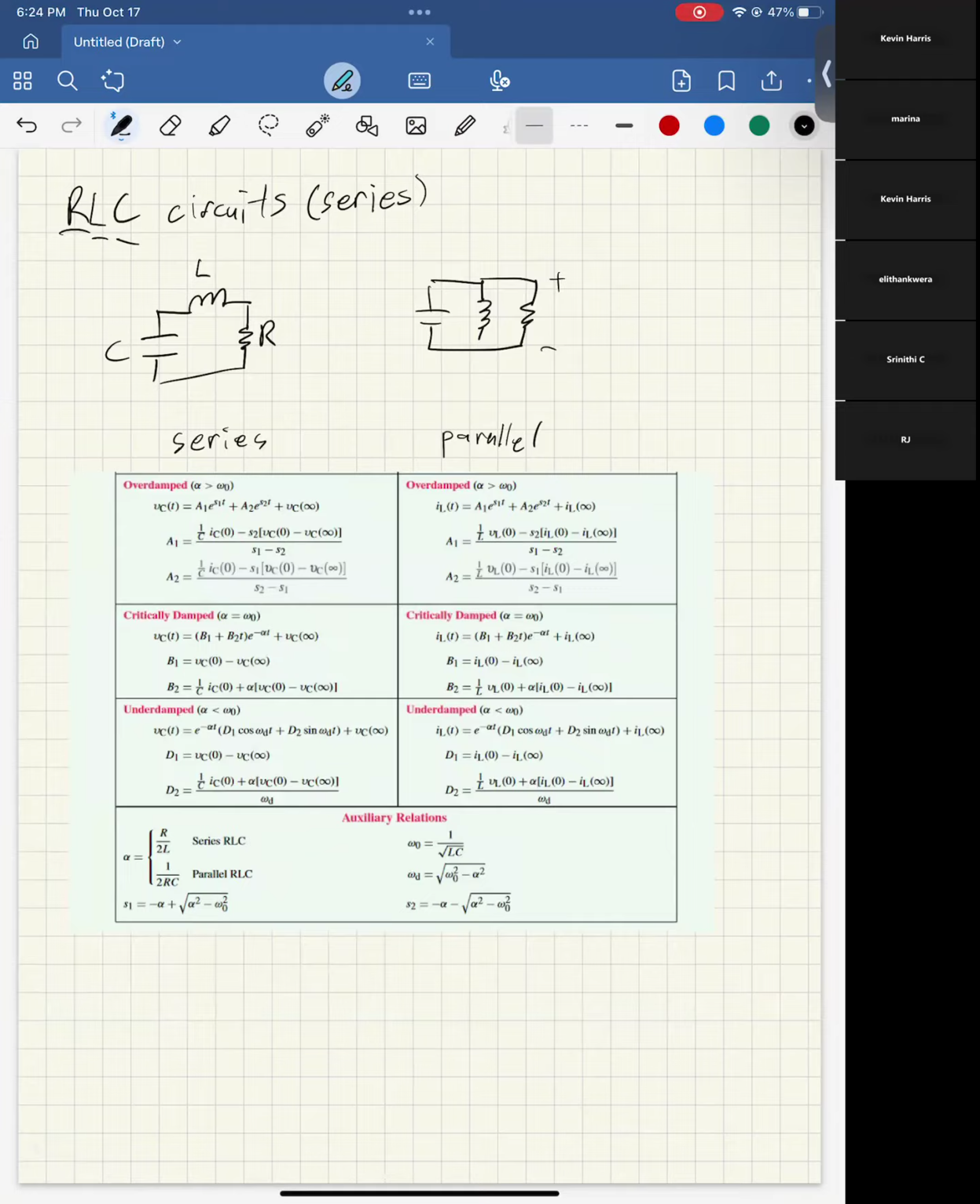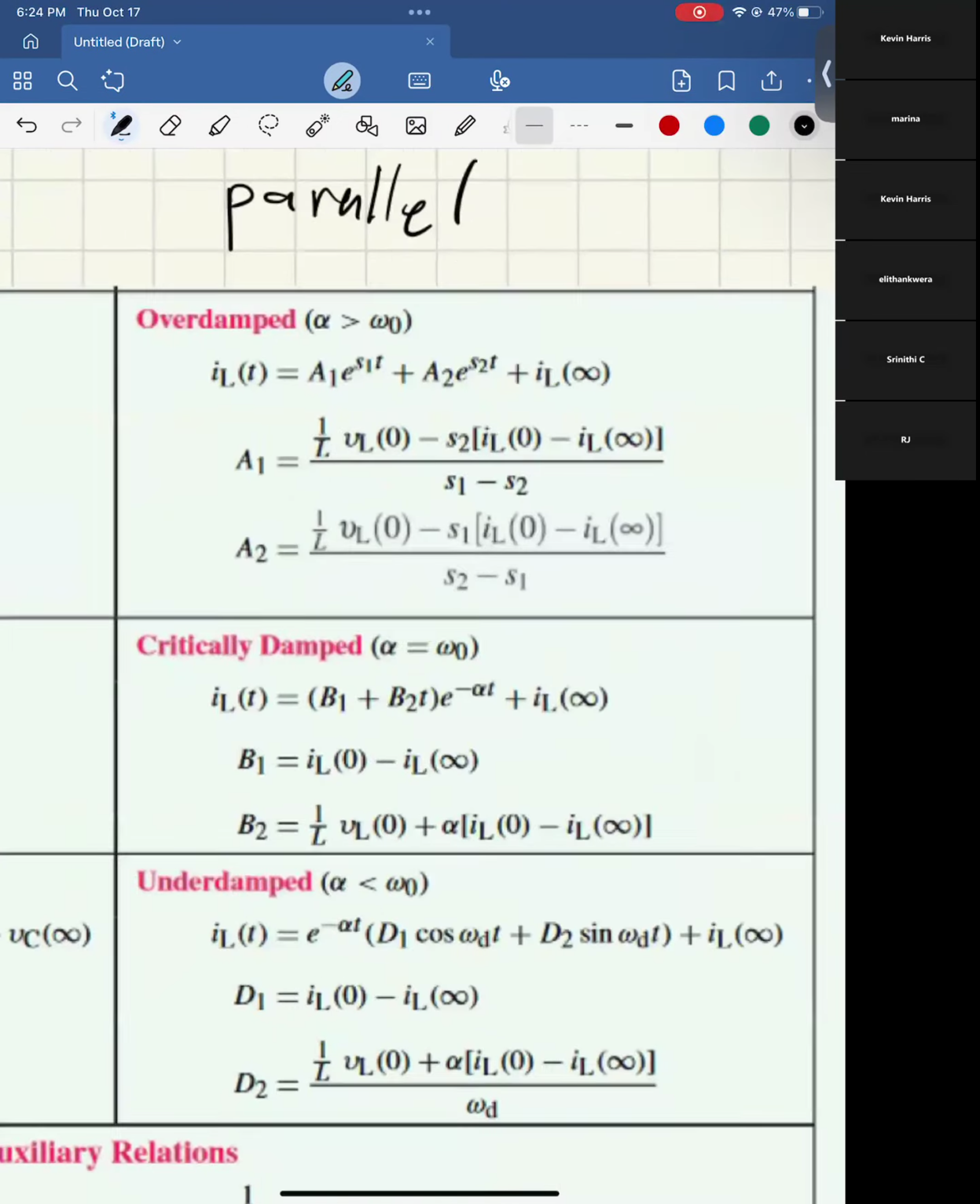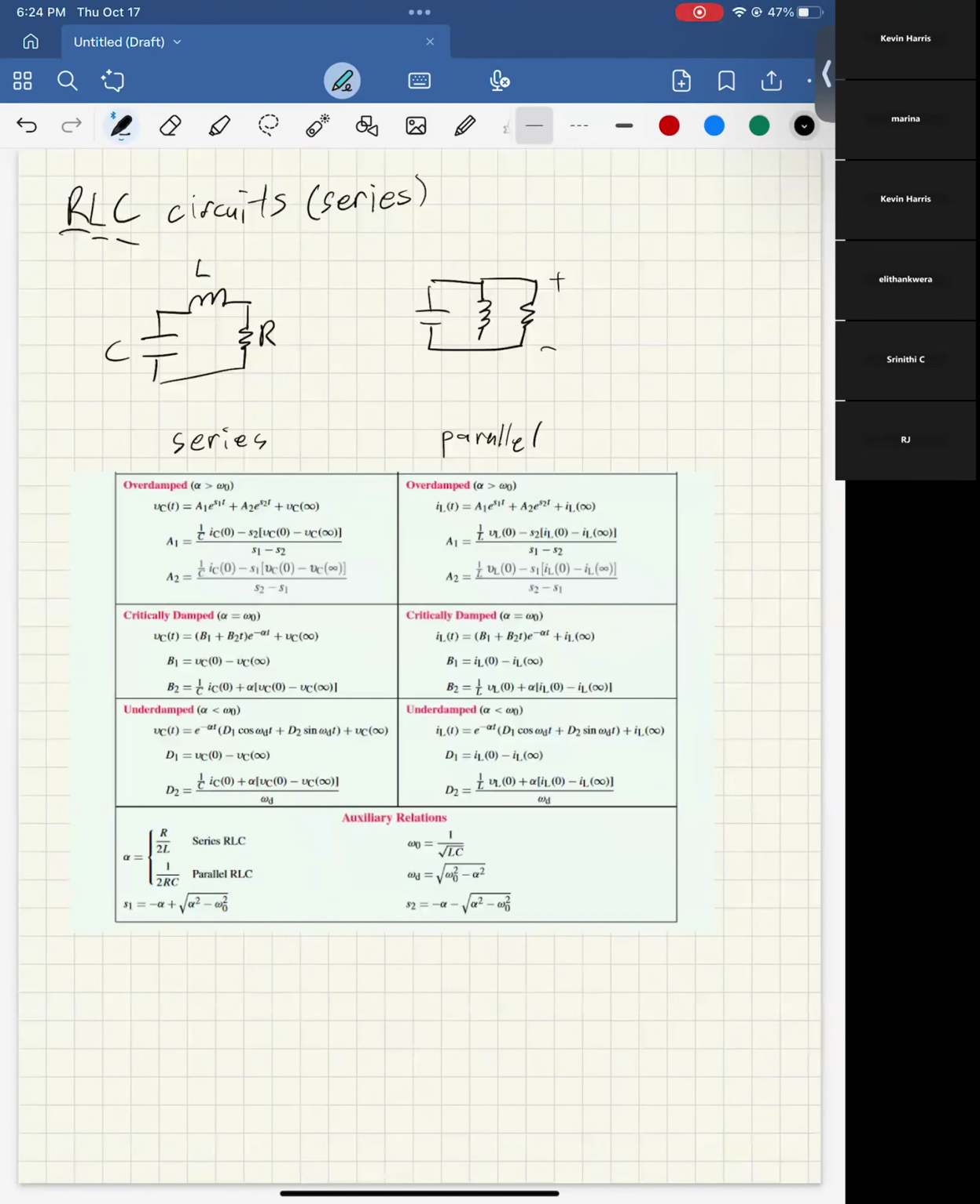But basically, if you're dealing with a voltage, it's probably series. If you're dealing with a current, it's going to be parallel. So for now, we are going to look at this half.